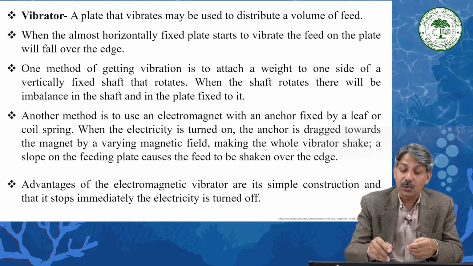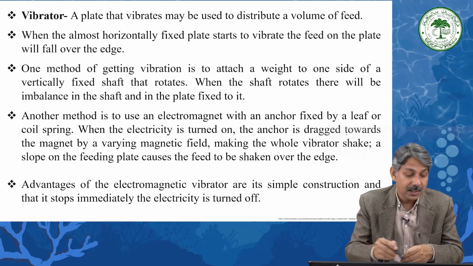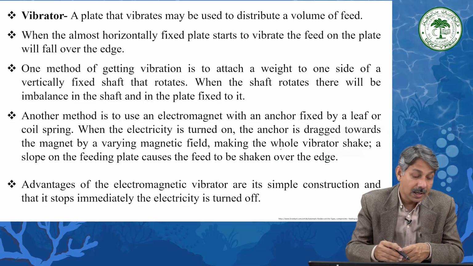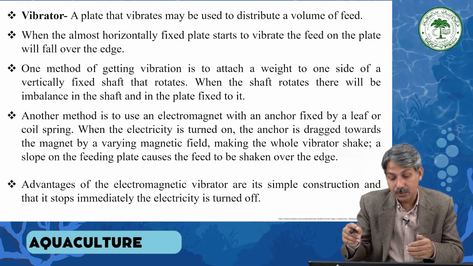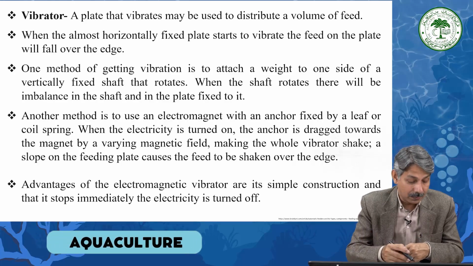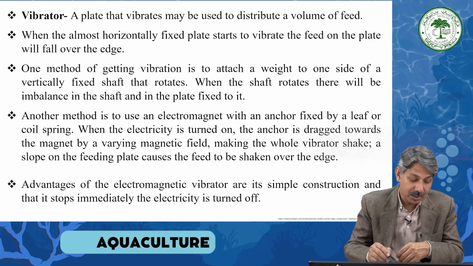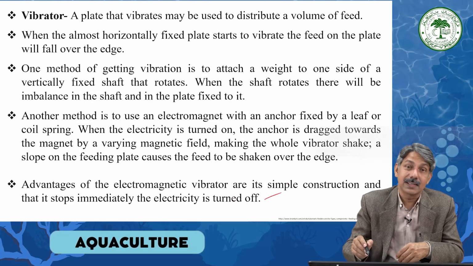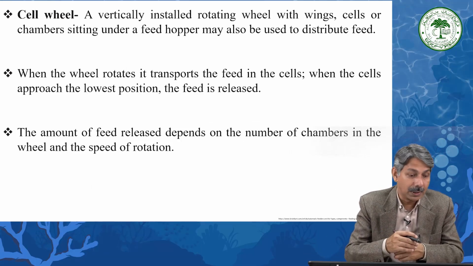Another method is to use an electromagnet with an anchor fixed by a leaf or coil spring. When the electricity is turned on, the anchor is dragged towards the magnet by a varying magnetic field, making the whole vibrator shake. Slope on the feeding plate causes the feed to fall down from the edges. Advantages of the electromagnetic vibrator are its simple construction, and that it stops immediately when the electricity is turned off. So, operating it becomes very simple.